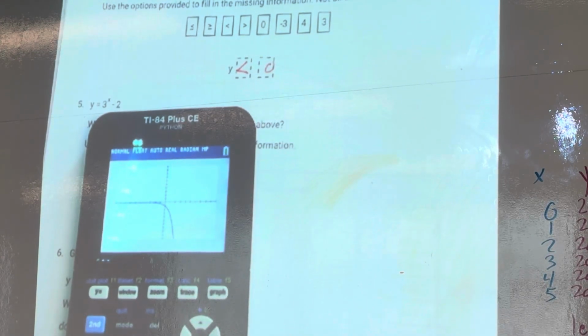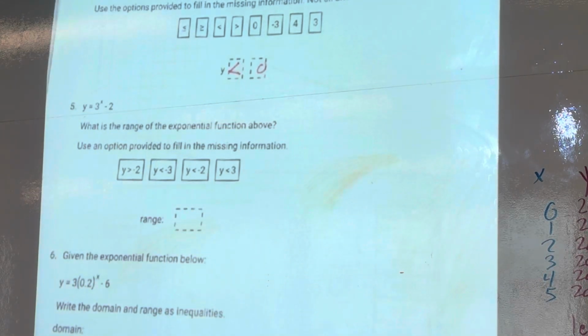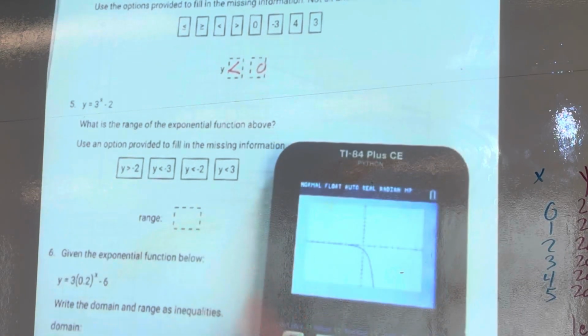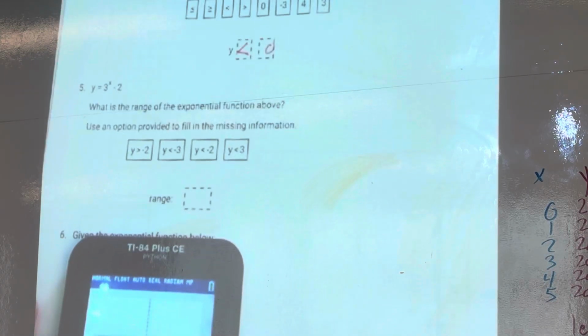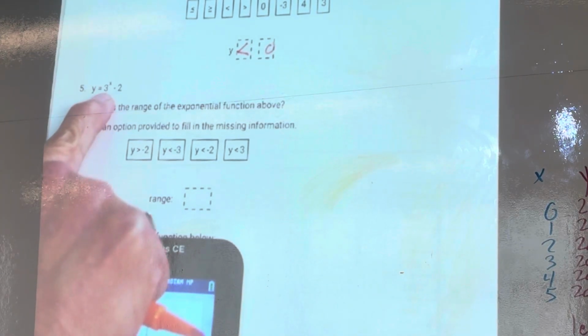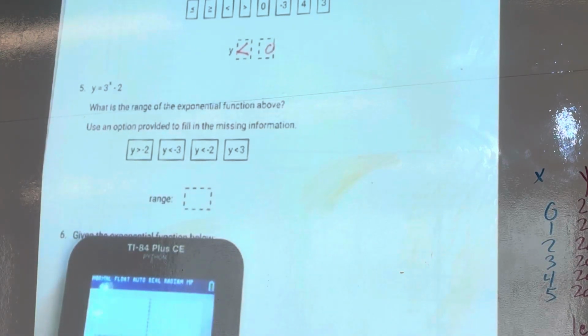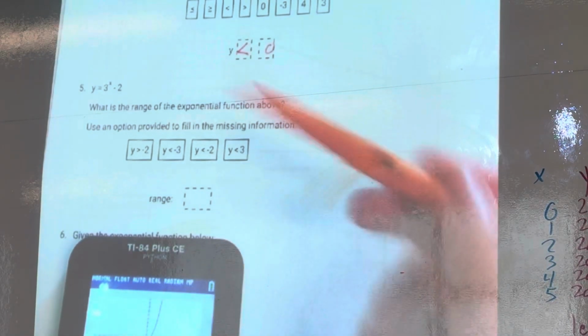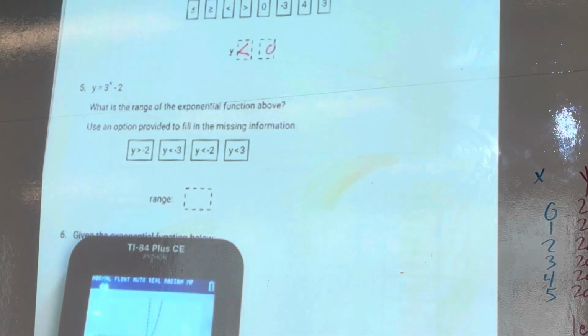Okay, number 5. And again, we're looking for the range. So, what do you think is going to happen to it? Is it going to go up or go down? Up, because the 3 is positive. And then what's the -2 going to do? So it's going to face up, and the -2 makes it shift down. And so instead of getting close to 0, it's going to get close to what kind of 2? -2.